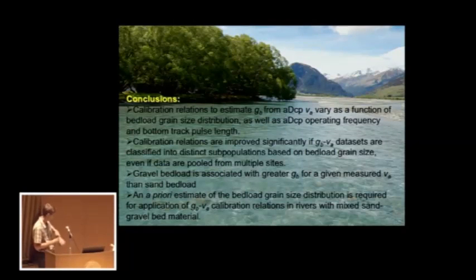Okay, to summarize, and I know it's end of the day when we've all got jet lag, so I'm glad I kept on time. Calibration relations to estimate transport rate from the apparent bed speed vary as a function of bedload grain size distribution, as well as operating frequency and bottom track pulse length. The calibration relations are improved significantly if you break the data set into distinct subpopulations based on grain size. Gravel bedload has much greater transport rate for a given velocity than sand bedload, and that makes sense just because the particles have greater mass.